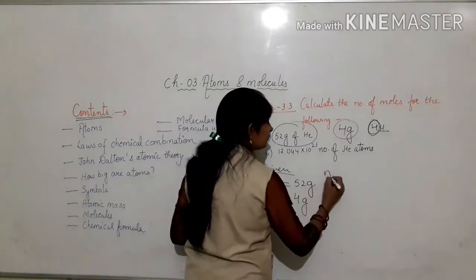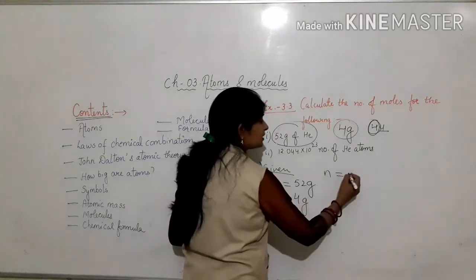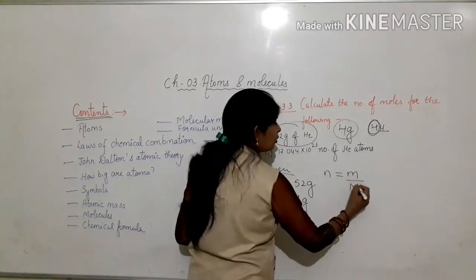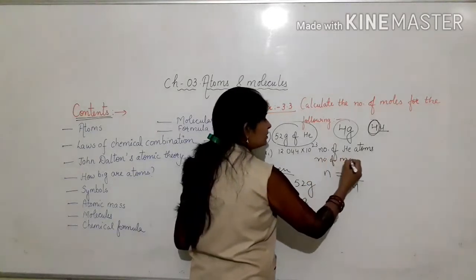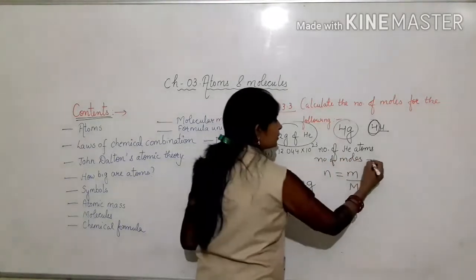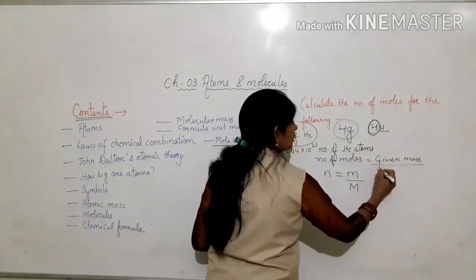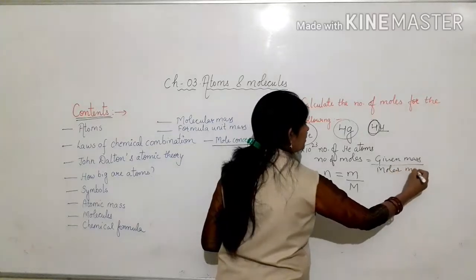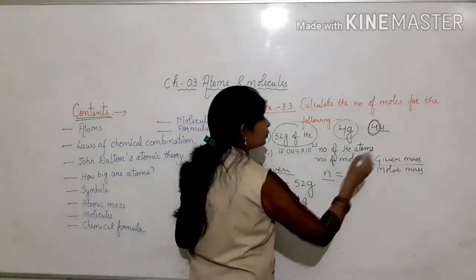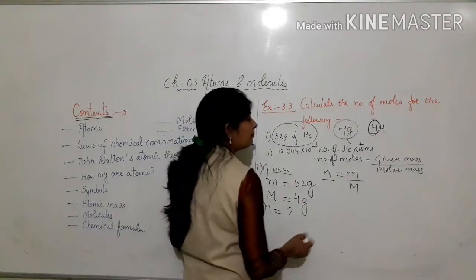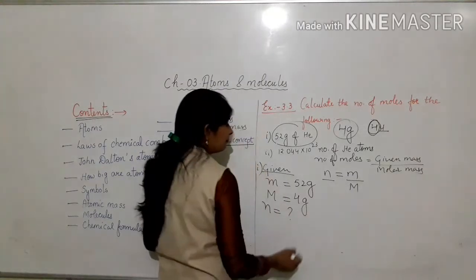We know that according to the formula, number of moles is equal to given mass upon molar mass. Number of moles, denoted with small n, is equal to given mass, denoted with small m, upon molar mass, denoted with capital M.